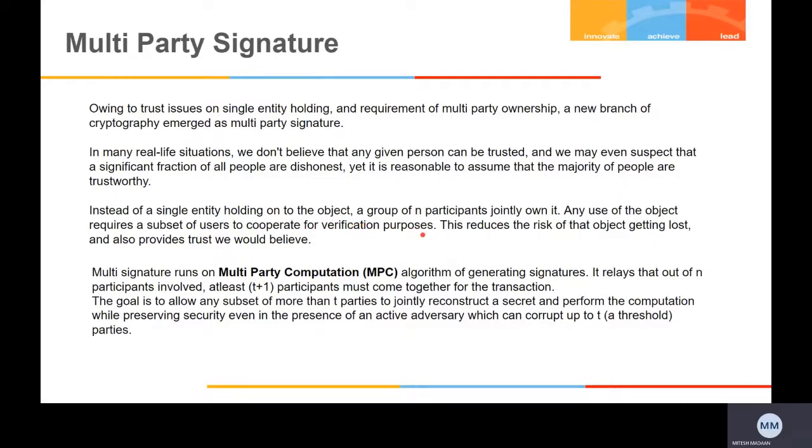The important thing is that not everyone should need to be present at the time of verification. That would be very ineffective. But a subset of the users, at least some particular users, more than one, should be present to authenticate that process. This reduces the risk of the object getting lost because no single person has the ownership of that object. Even if I, as a part of the group, lose my key, I can rely on the other members of the group to get the access back to the object.